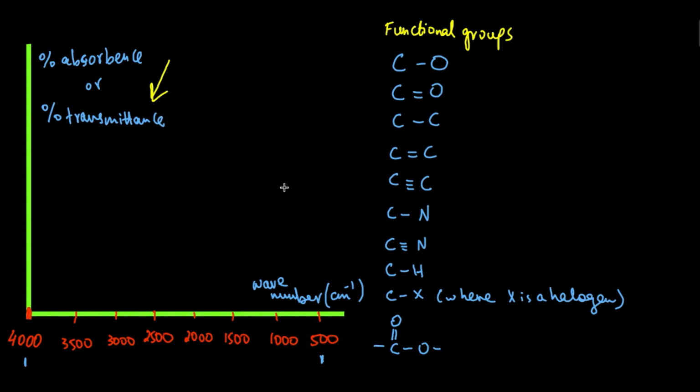Now we mentioned that functional groups are the things that are detected in this IR spectrum. So these are the various organic functional groups that would be detected. Just keep an eye on these. We have the carbon oxygen single bond, carbon oxygen double bond, carbon carbon single, carbon carbon double, carbon carbon triple, carbon nitrogen single, carbon nitrogen triple, carbon hydrogen single, and carbon halogen single. And then we have the ester linkage. These are just the various examples. There are many more, and these are what are basically represented on this IR spectrum, and it will start to make sense in a later slide.